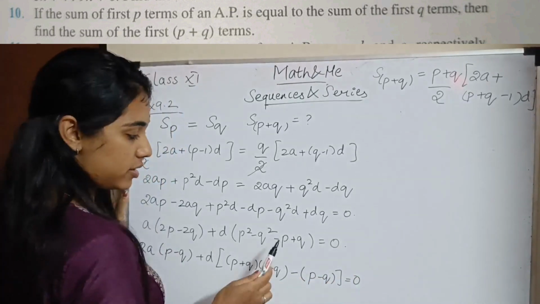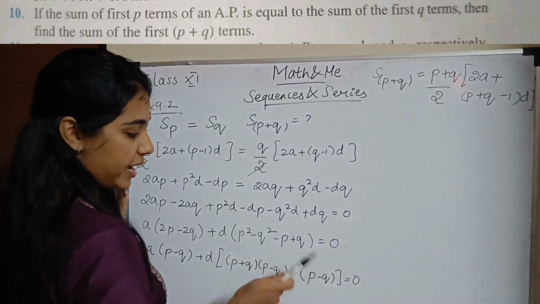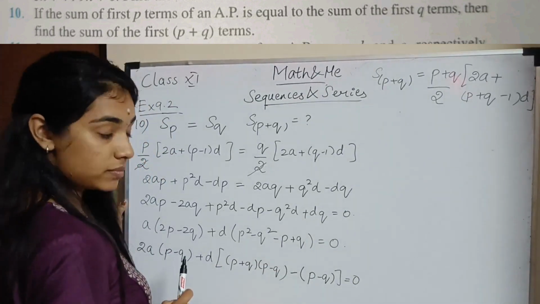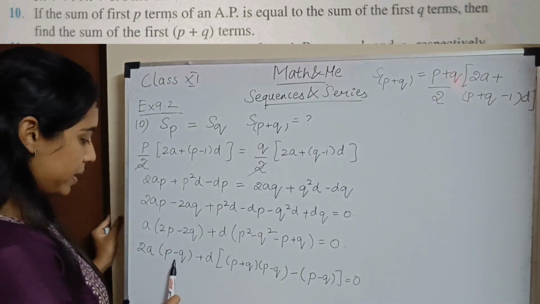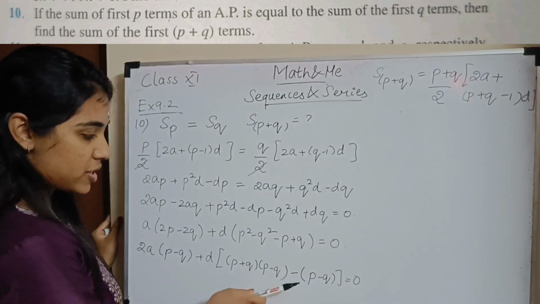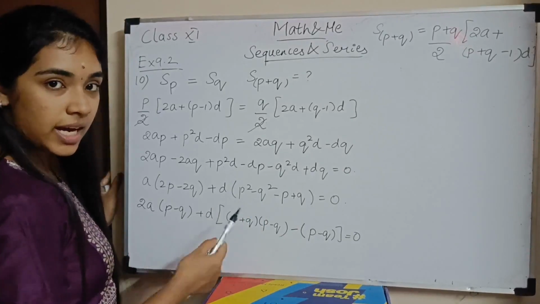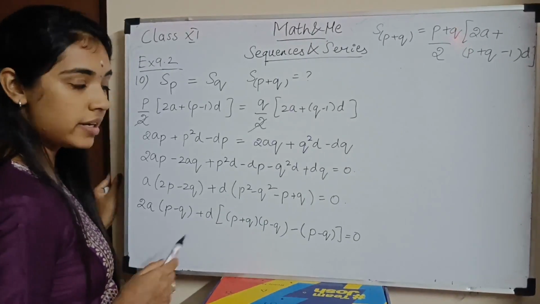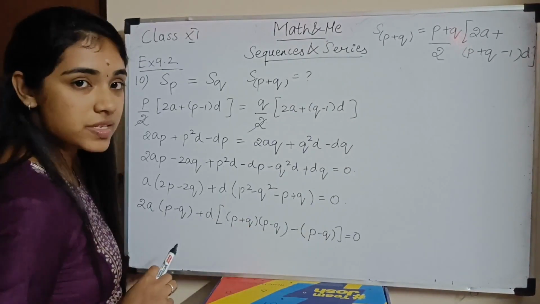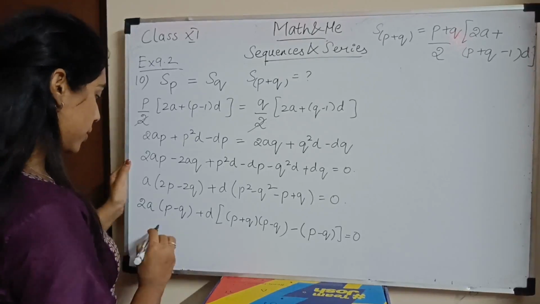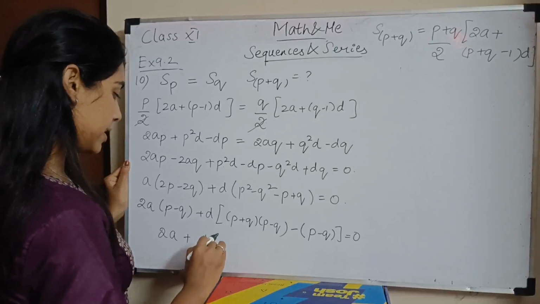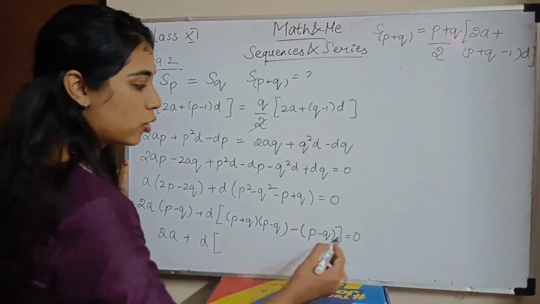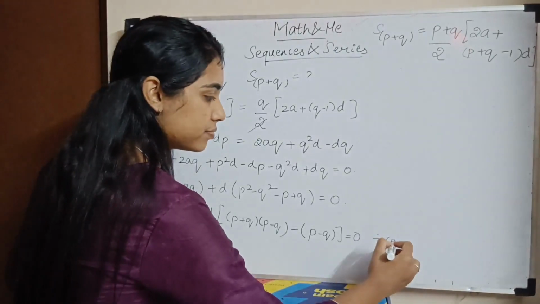What am I trying to do here? I remove the minus outside. I have it inside the bracket. I split P square minus Q square. So what am I trying to do? I have a P minus Q here, a P minus Q here, a P minus Q here. I'm going to remove all the P minus Q outside and it will get cancelled because we have a 0 on the right hand side. Correct? So what do I have now? 2A plus D times. Basically, I'm dividing the whole equation by P minus Q.